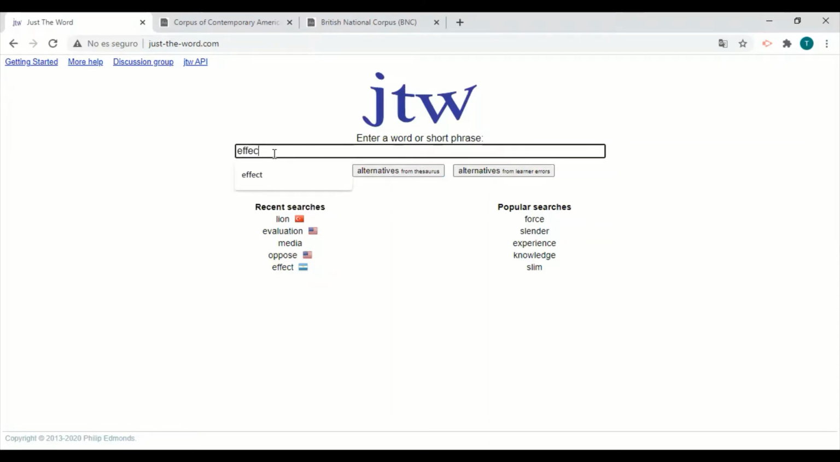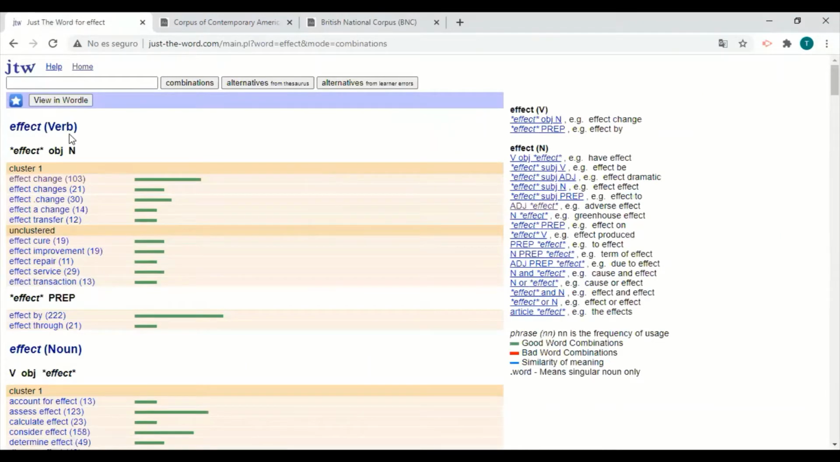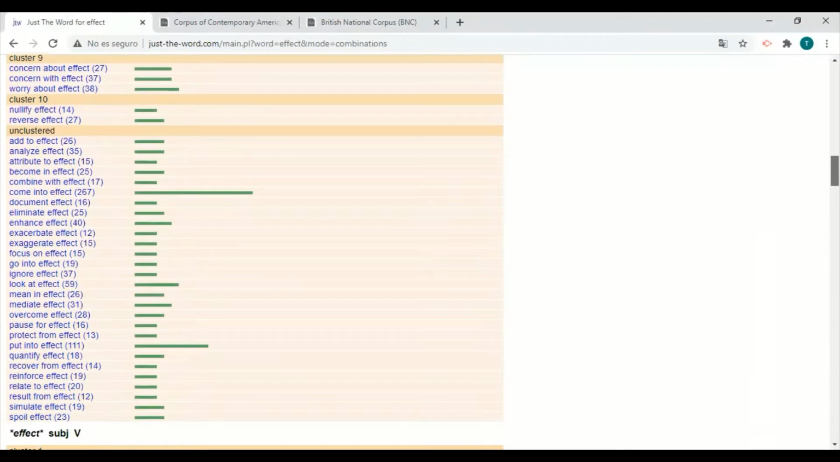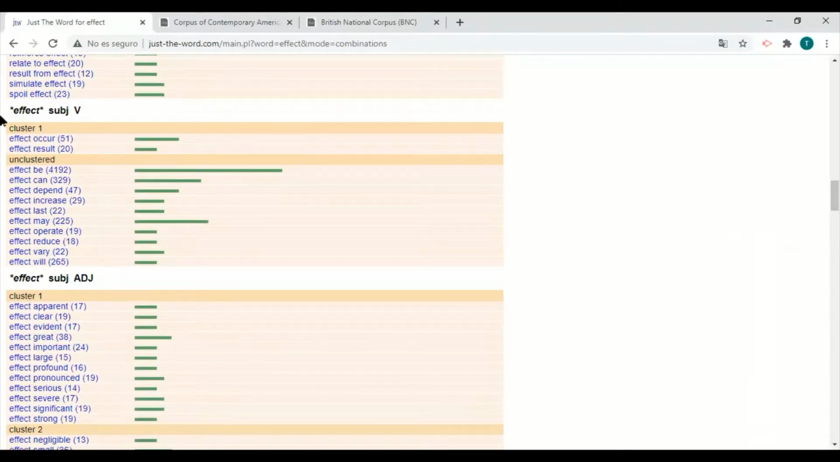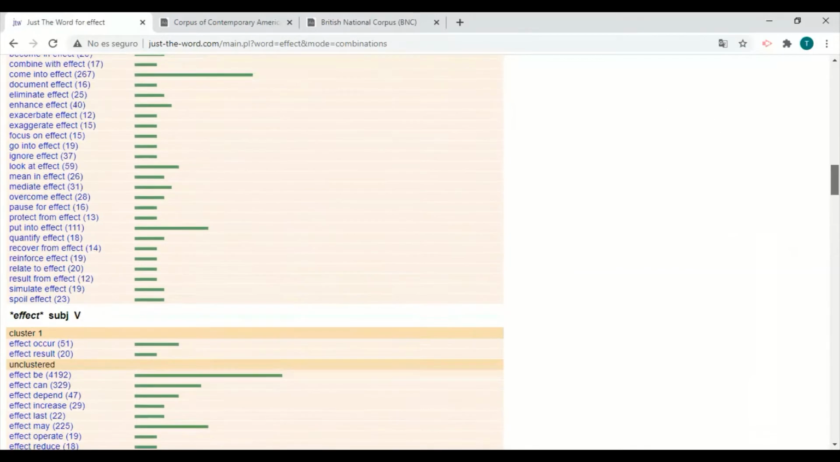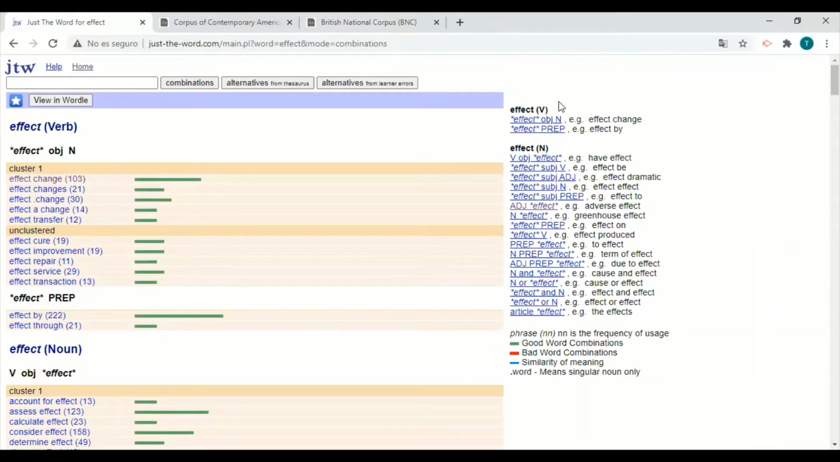We type any word, such as effect, we click on combinations, and we are going to get on our left a very long list of possible combinations with the word effect. They are divided by different categories related to part of speech and syntactic function, yes? And here on your right, you have a summary of those categories. We have the word effect as a verb and the word effect as a noun, okay? It's important to have that in mind.